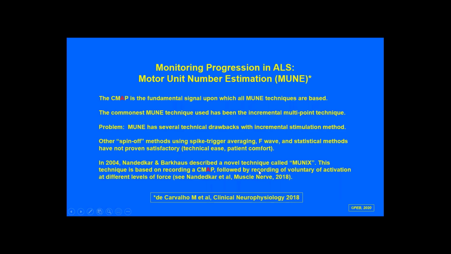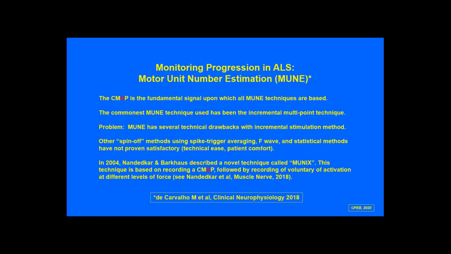So now back to monitoring. Monitoring in ALS, in the last couple of minutes here, that we want to talk about would be motor unit number estimation, which we've been interested in and done a lot of work with in the last few years. The CMAP is the fundamental signal upon which all MUNE techniques are based. That's the first thing you have to know. The commonest MUNE technique used has been the incremental multi-point technique. I'm not going to have time to discuss that. I'm going to dwell more on the MUNIX technique that we developed.